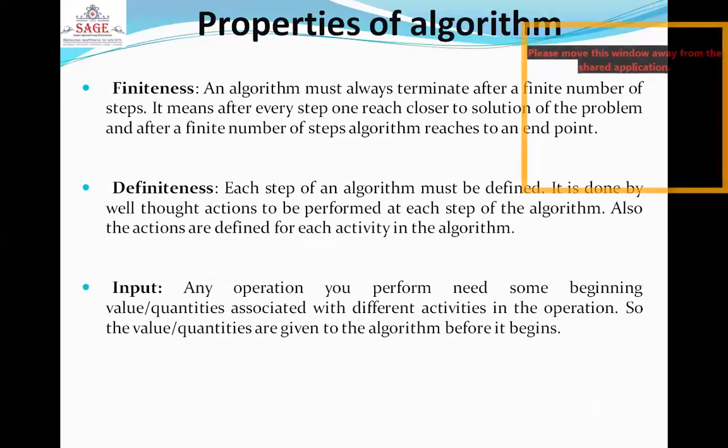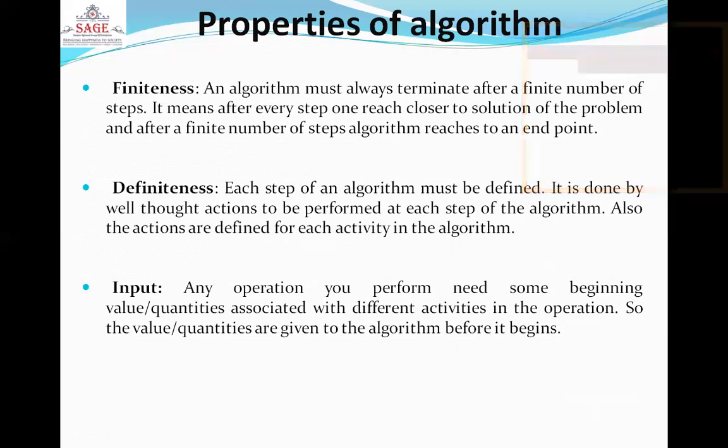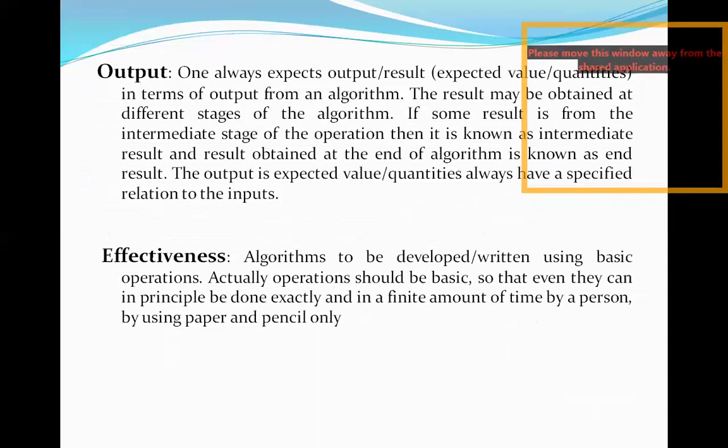What is definiteness? Definiteness: each step of an algorithm must be defined. It is done by a well thought out action to be performed at each step of the algorithm. Input: the operations you perform need some beginning values associated with different activities in the operation. So the values are given to the algorithm before it begins.